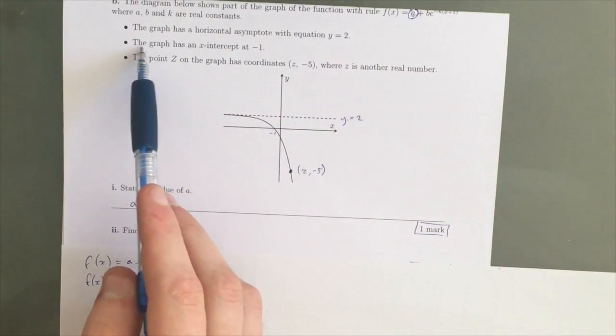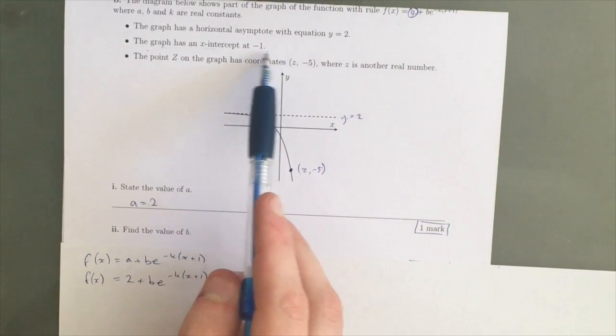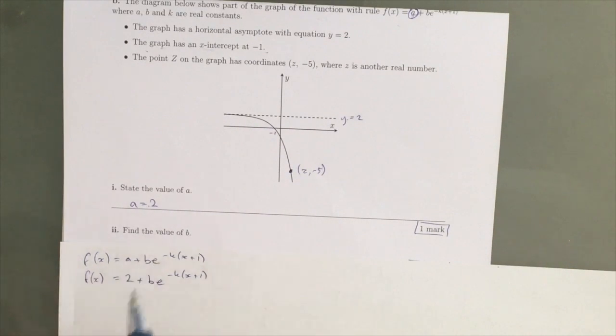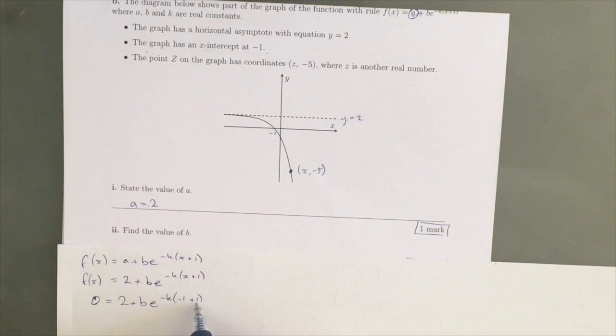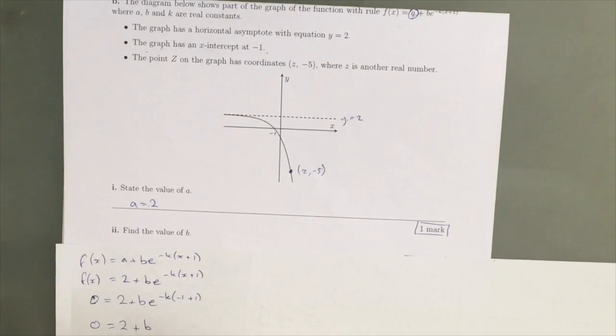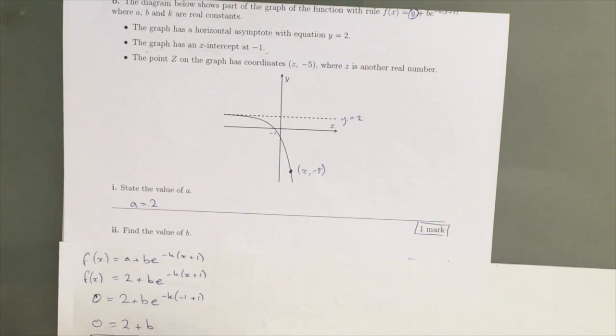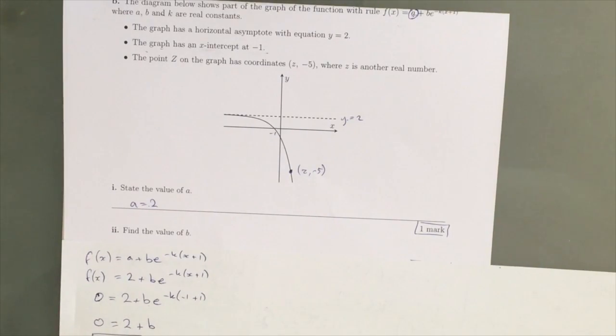We know that there is an x-intercept at x equals -1. So that means that the y value is 0. So 0 equals 2 plus b e to the negative k times (-1 plus 1), because x is -1 at that point. -1 plus 1 is 0. Negative k times 0 is 0. E to the power of 0 is 1, which means that we have 2 plus b times 1, which means that b is equal to -2. And that's our final answer.